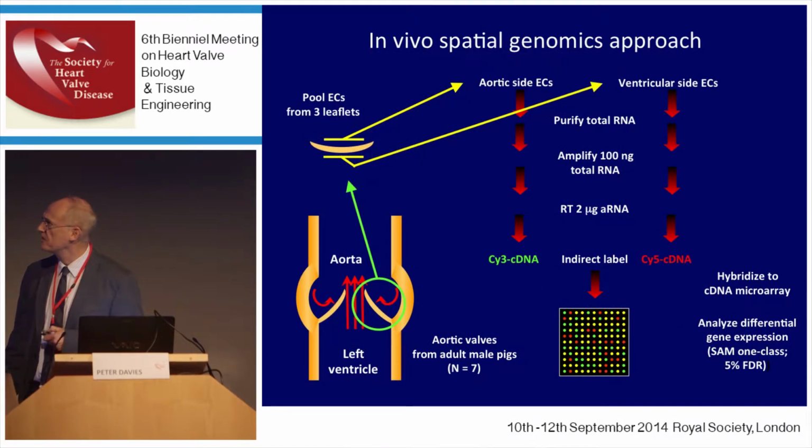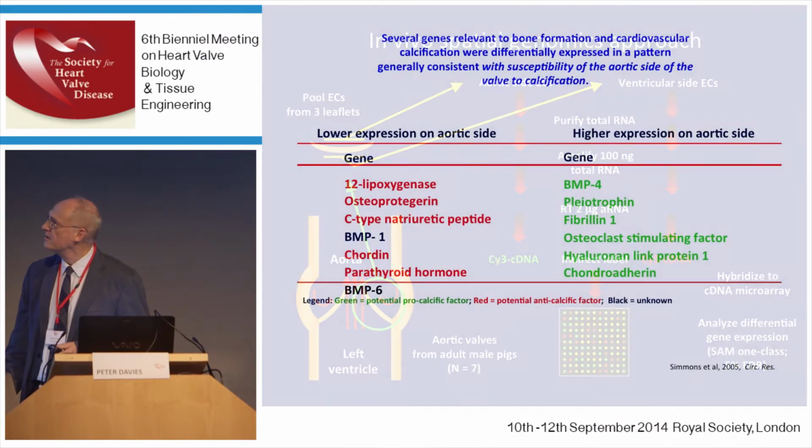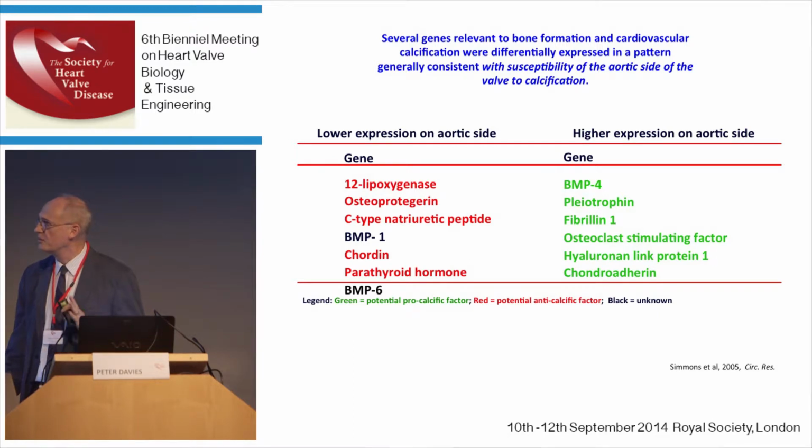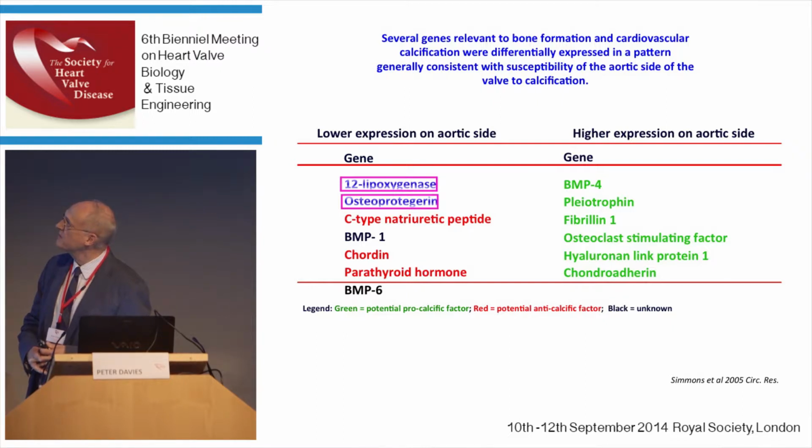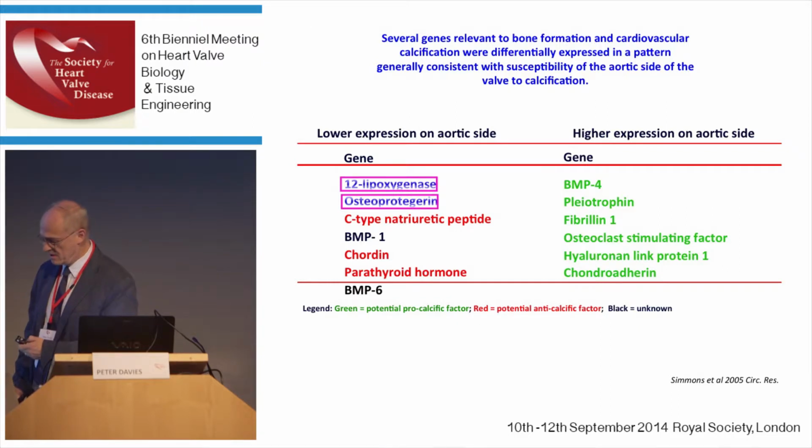And this is an old scheme. Now we would sequence instead of doing microarray, but essentially this is the idea that you can amplify and then look at the genomic profile. And just to give you a couple of examples to make one single point, if you look at two examples of higher and lower expression, they tend to favor a susceptibility of the aortic side of the valve to calcification. Whether these are up or down tends to fit in with a more susceptibility.